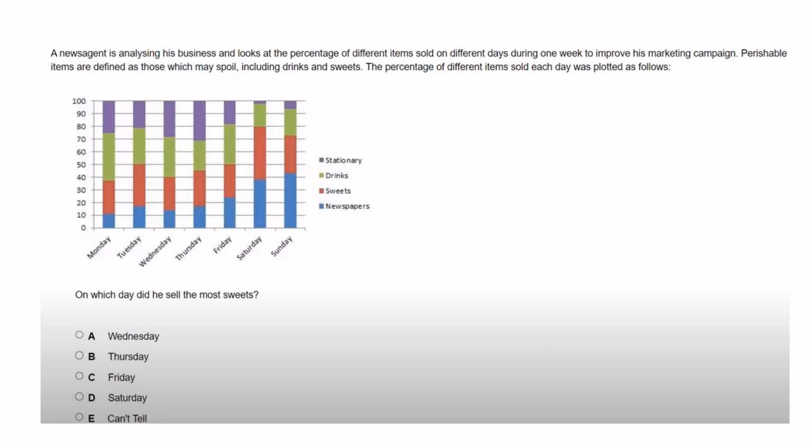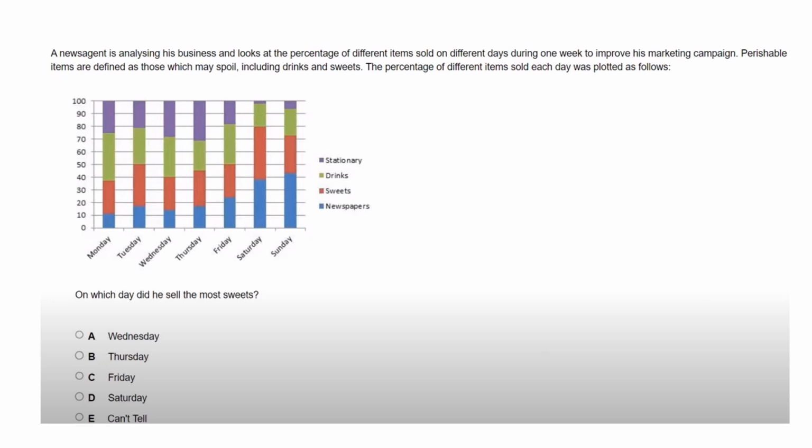Well, the answer is actually E, that you can't tell, because those numbers, remember, are not the actual amount sold, they're just percentages of the total amount sold. So if you're looking at sweets, you might look at it and say, right, Saturday looks like the one where the biggest proportion were sweets, but he might have only sold 3 items on a Saturday and sold 1,000 on each of the other days. So actually the number of sweets would be smaller, even though the percentage is bigger. And so that's where you've got to be a bit careful.